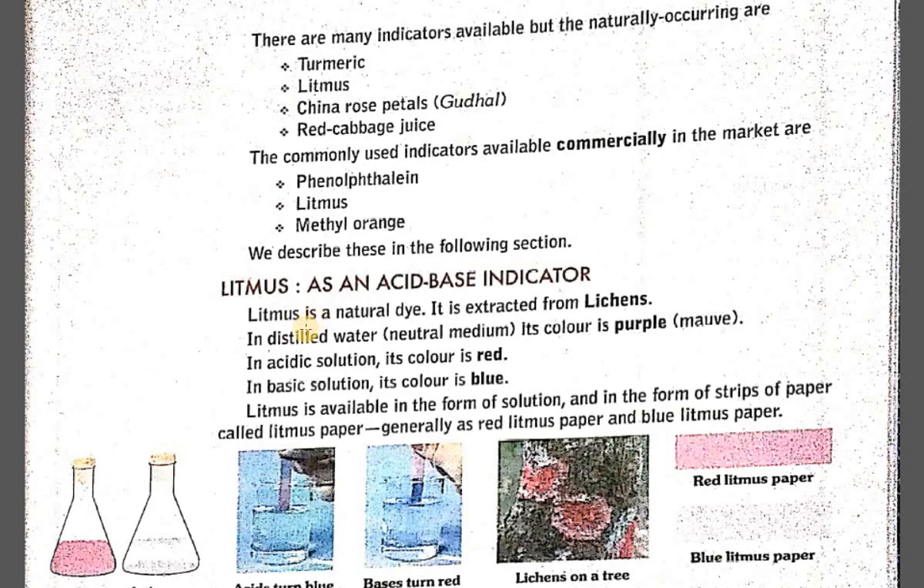In the case of litmus, as you all can see, it is a natural dye extracted from lichen. Since it is obtained from nature, that's why it is called a natural dye or indicator. In distilled water, which is a neutral medium, its color remains purple or mauve. This is what I have told you in the previous slide as well. In acidic solution, its color is red, and in the basic solution, its color is blue. Litmus can be made available in the form of solution or in the form of strips of paper, which is called litmus paper. And this litmus paper you will find in your labs very commonly.